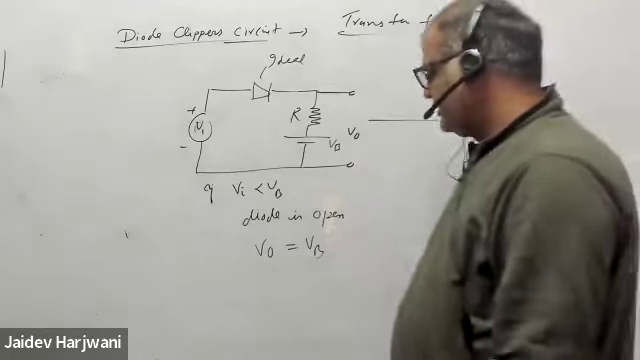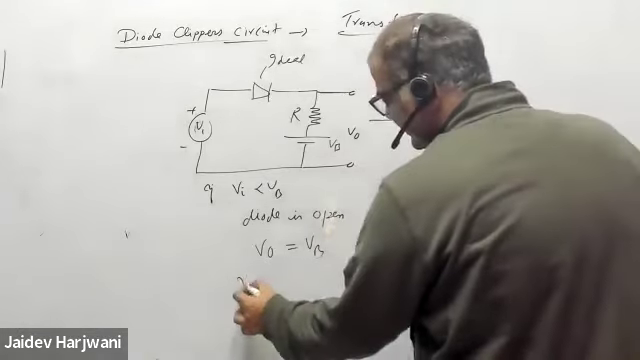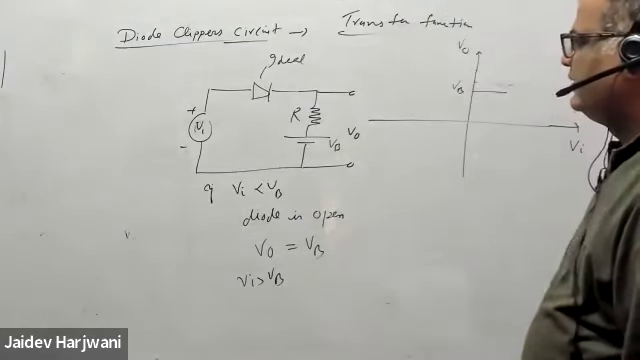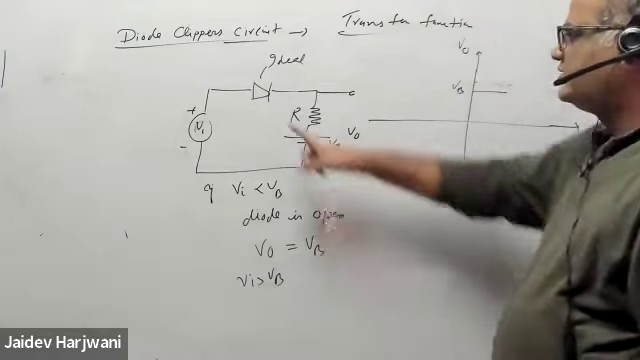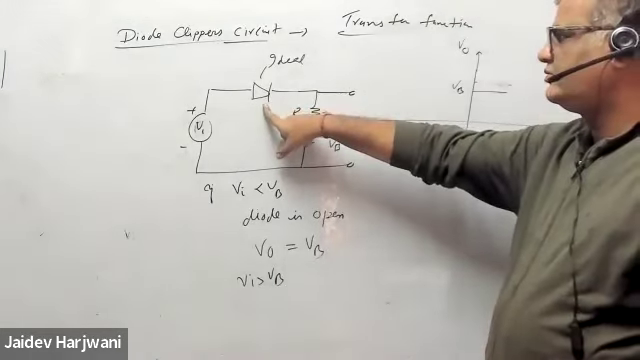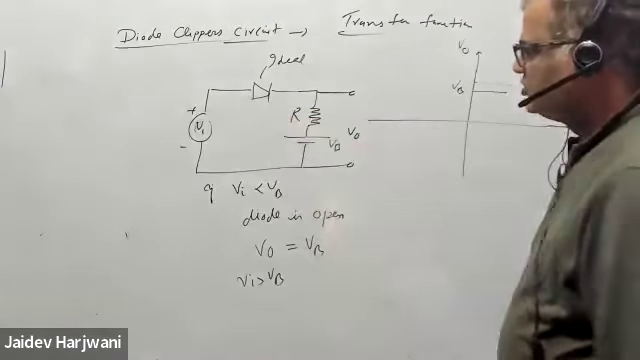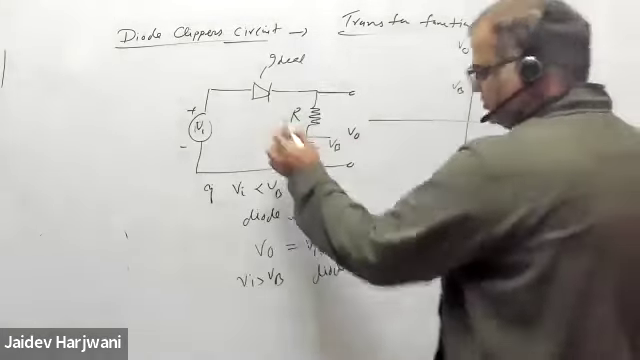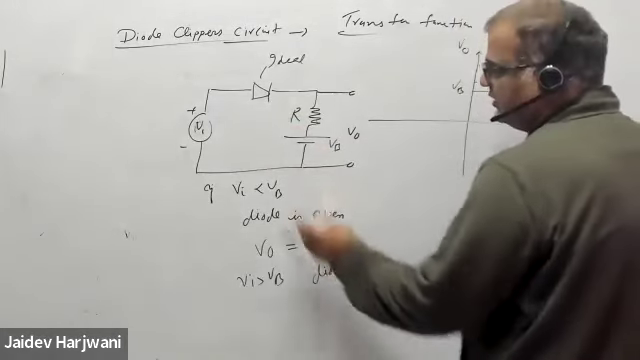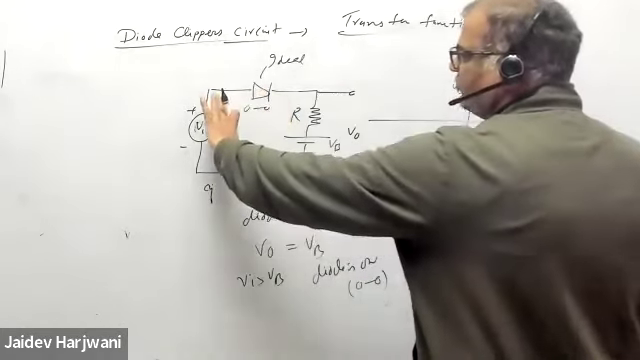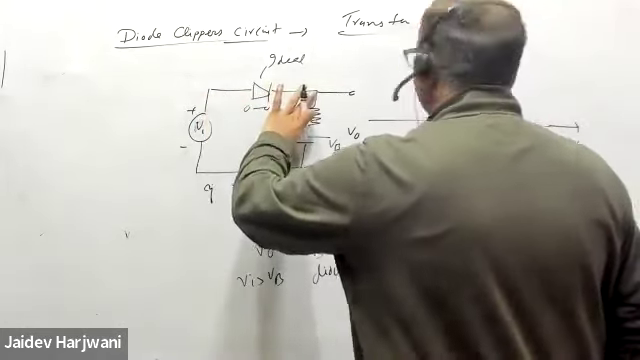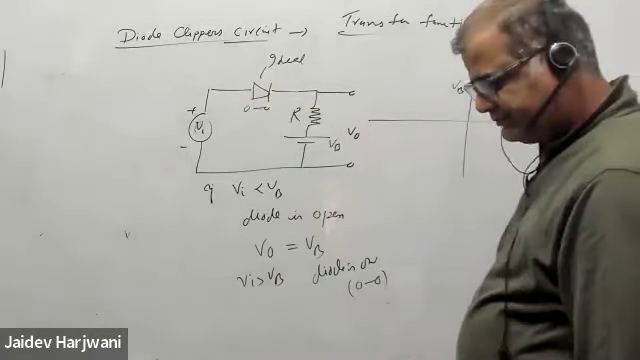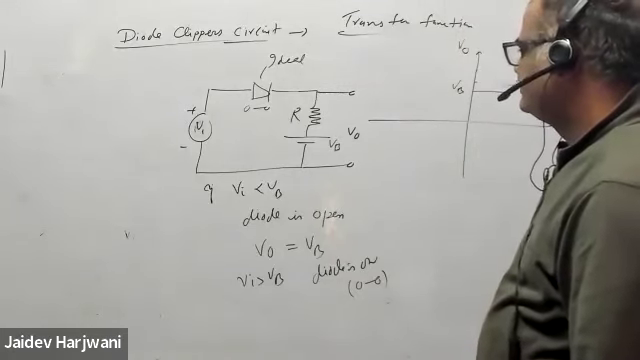And once Vi becomes greater than Vb, then what will happen? Tell me. Then this drop becomes zero, yes or no? This drop becomes zero, short circuit, diode is on. So you can replace it by a short circuit. That means here no voltage drop. So all the voltage comes here, exactly as it is here. So you can plot like this. Yes or no?